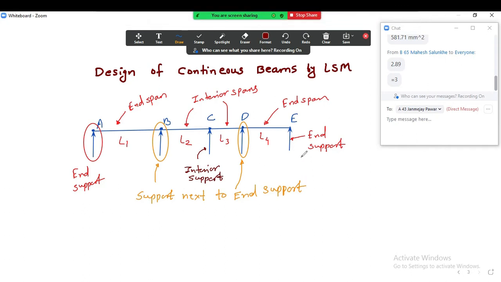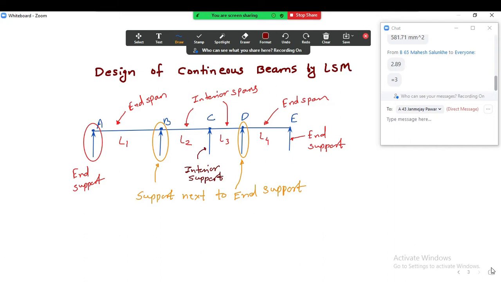This we have already seen in the case of continuous slab also. So this is the basic diagram. Now here you can understand the meaning of end span, interior spans, the end supports, the supports next to end supports, and the last interior support at the middle. Interior supports may be 1, 2, or 3, depending upon the span of the beam.